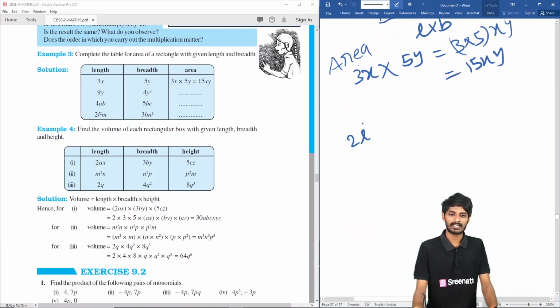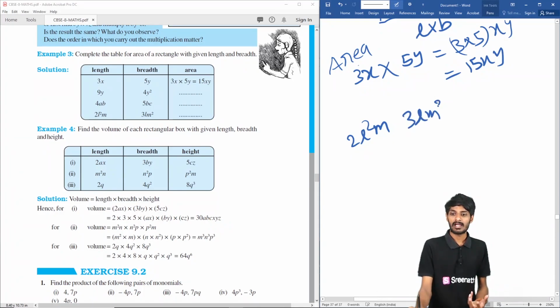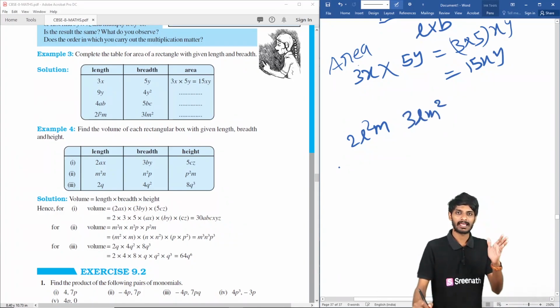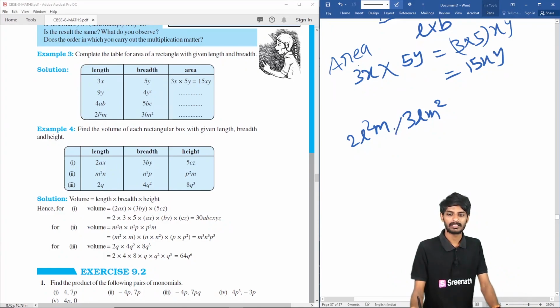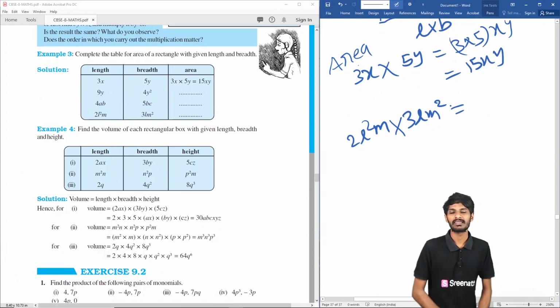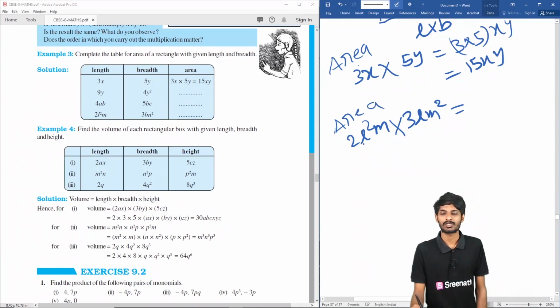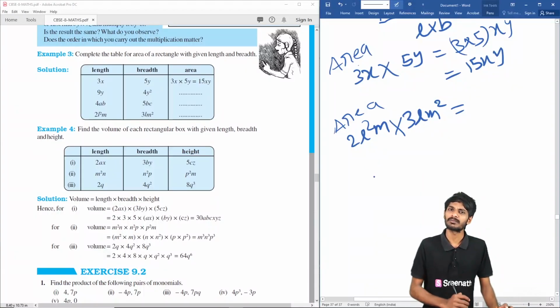Here I will explain this. There is 2l square m, it is the length, and there is 3lm square, it is the breadth. If you multiply the length with the breadth, we will get the area, no? So we want the area, that's why we have to multiply the length with the breadth. The length is an expression and the breadth is also an expression, and both the expressions are monomials. So how to multiply two monomials?